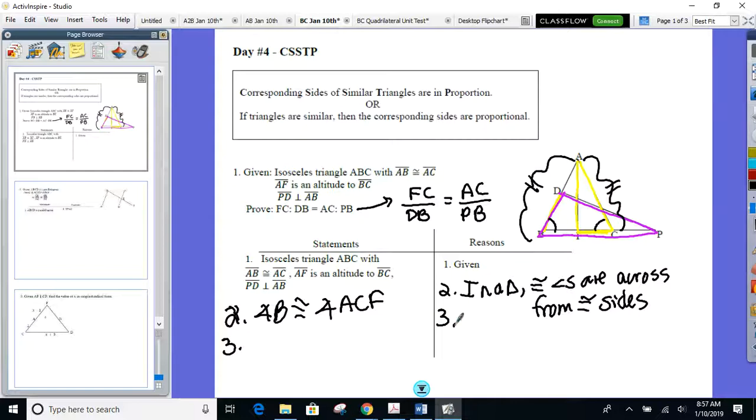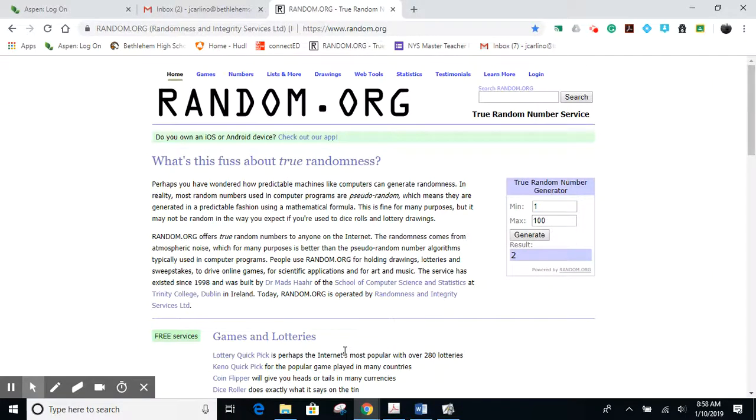Any other pairs of angles up here? I think my luck's going to run out, though. Any other pairs of angles? Yeah, my luck ran out. Big time.